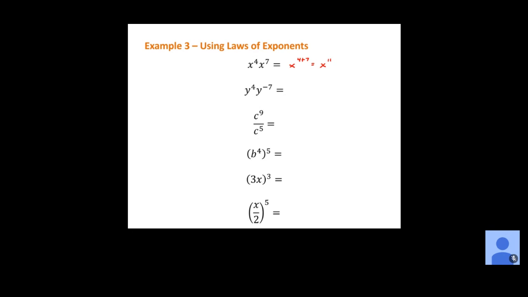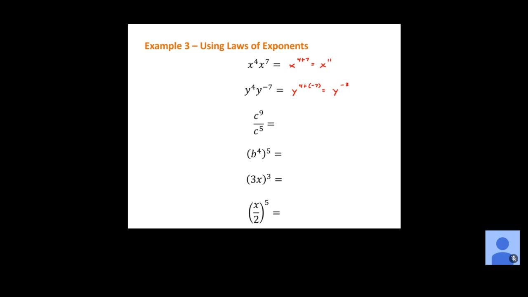Now the second one here, similar thing, we've got y to the fourth times y to the negative 7. Again, we're multiplying, bases are the same. So this is going to become y to the 4 plus negative 7. Same thing as 4 minus 7, which is going to give us a negative 3. So this just becomes y to the negative 3.